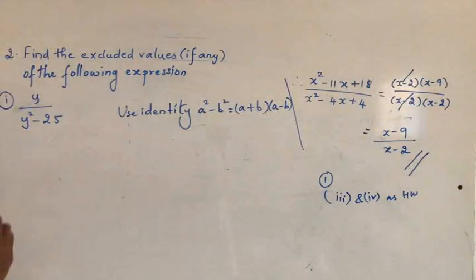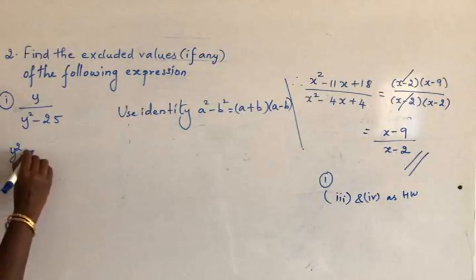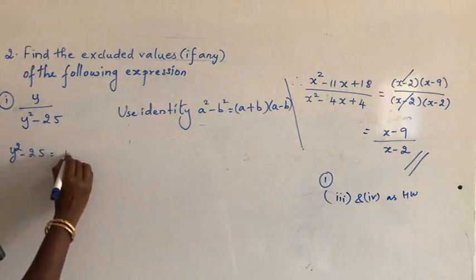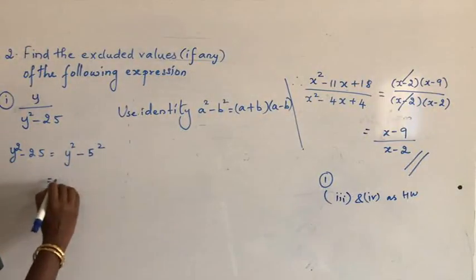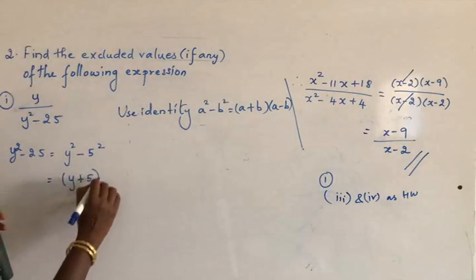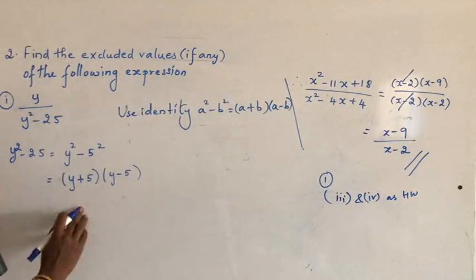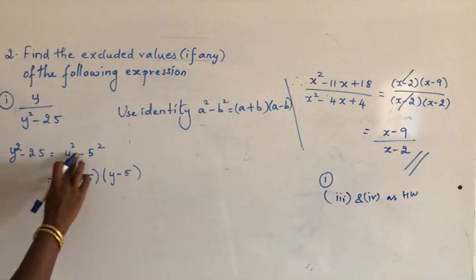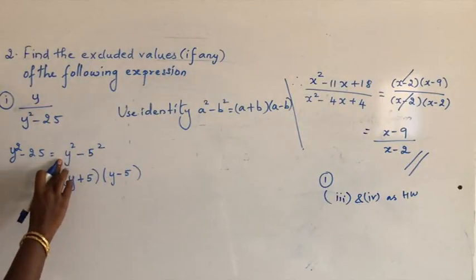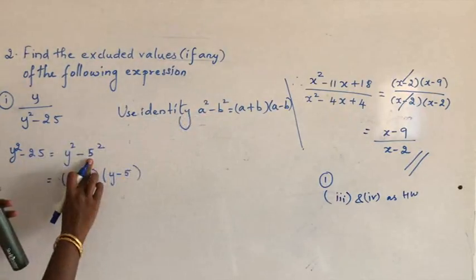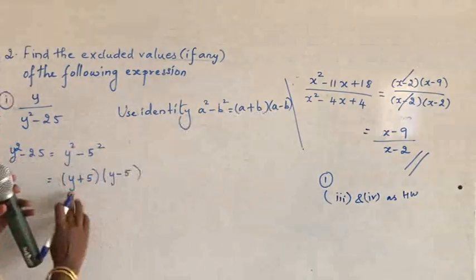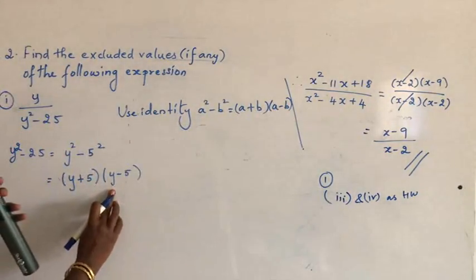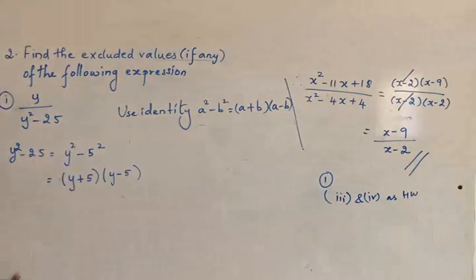Now let's take the denominator. Y square minus 25 can be written as y square minus 5 square, so this becomes y plus 5 into y minus 5. Again, let me explain. In a square minus b square, here a becomes y and b becomes 5. When you apply this identity, you get a plus b into a minus b, that is y plus 5 into y minus 5. So now we have factorized our denominator.